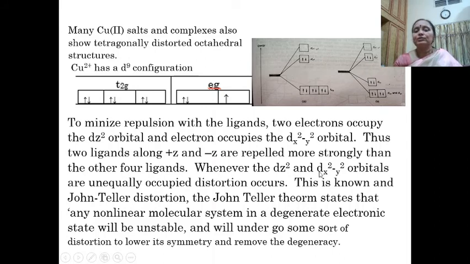Therefore, when dz square and dx square minus y square orbitals are unequally occupied, the distortion occurs, and this is known as Jahn-Teller distortion. The Jahn-Teller theorem states that any nonlinear molecular system in a degenerate electronic state will be unstable and will undergo some sort of distortion to lower its symmetry and remove the degeneracy.